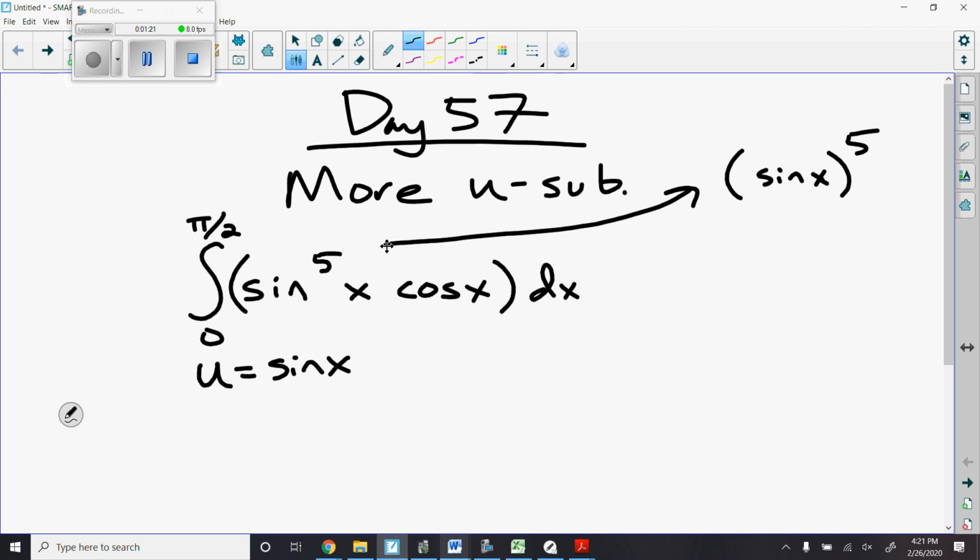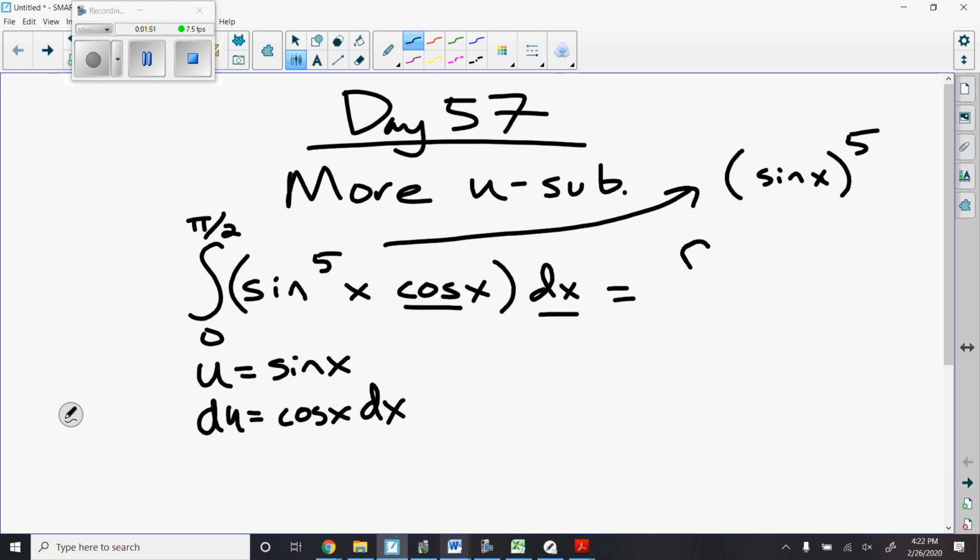Because then my derivative, cosine of x dx, comes out. If I let it be sine to the fifth x, my derivative would be a chain rule, and it'd be 5 sine to the fourth x times cosine x, which is not showing up. So I'm going to let u equal sine x. du then equals cosine x dx. Notice I don't have to do anything to make it match. It already matches. No adjustments needed.